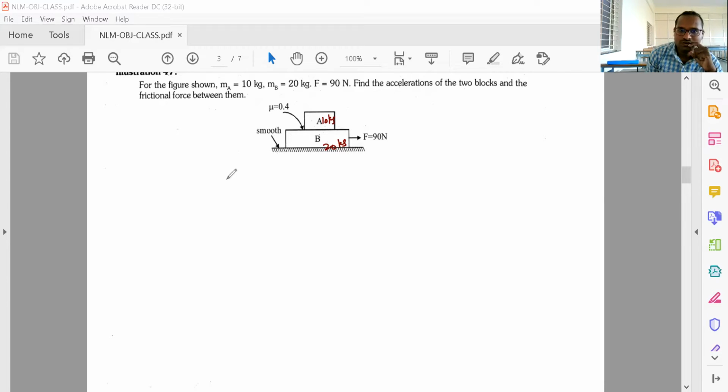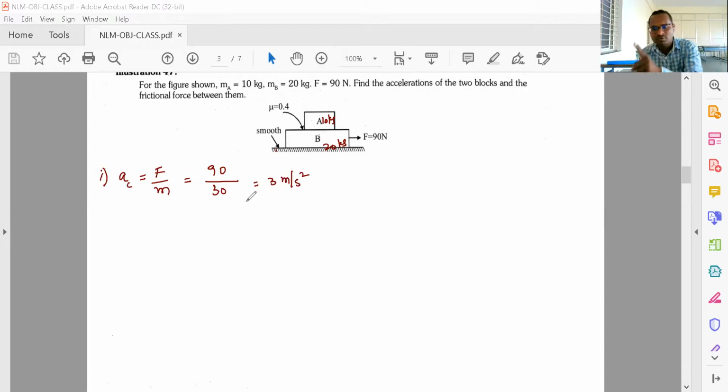So this is a smooth surface. Definitely this block system will move. If they move, with what acceleration will they move? Common acceleration is force applied divided by net mass. Force applied is 90 Newton. Net mass is 20 plus 10, 30. That means they will move at 3 meter per second square. If they move together, they will move with 3 meter per second square acceleration. Clear?